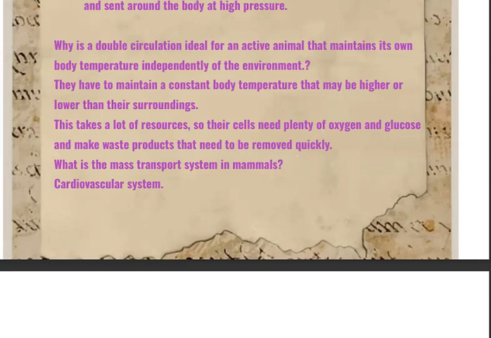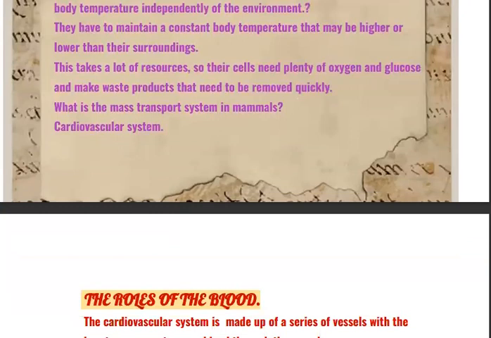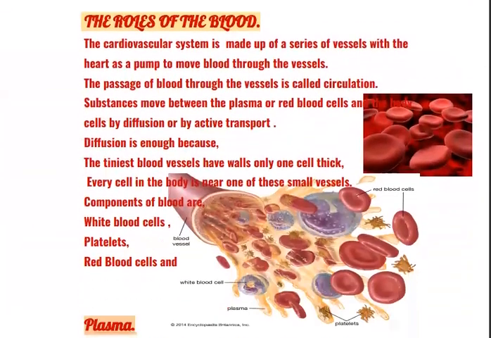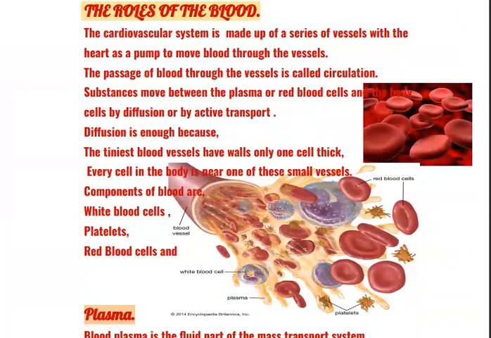What is the mass transport system in mammals? Cardiovascular system. The roles of the blood. The cardiovascular system is made up of a series of vessels with the heart as a pump to move blood through the vessels. The passage of blood through the vessels is called circulation.